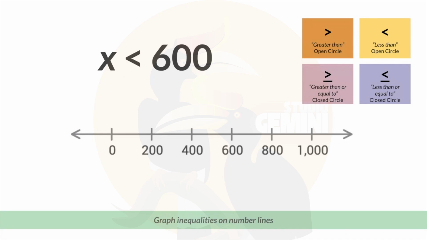Our next example reads x is less than 600. You'll notice here that we do not have a line underneath our less than symbol. That means that we are going to need to use an open circle at 600, which is our number. That means that 600 is not a solution to our inequality. Next, we are going to graph everything to the left of 600 or anything that is less than 600. So all values to the left of 600 are less than 600. So we'll graph to the left, and this graph shows x is less than 600.